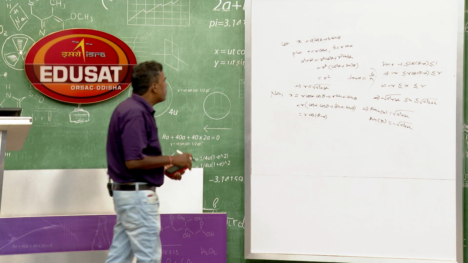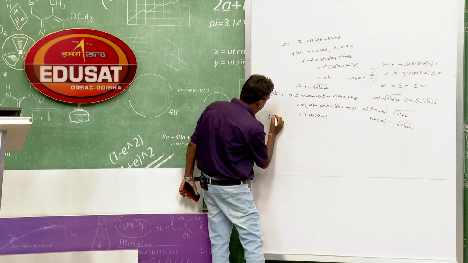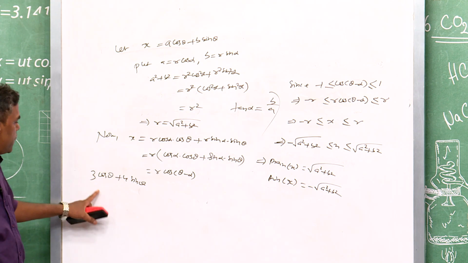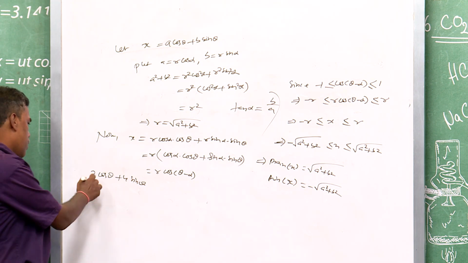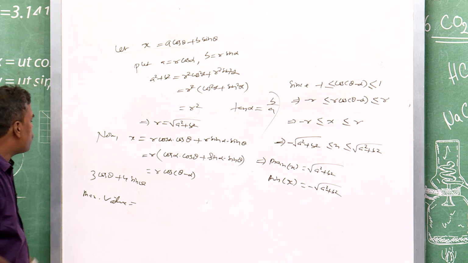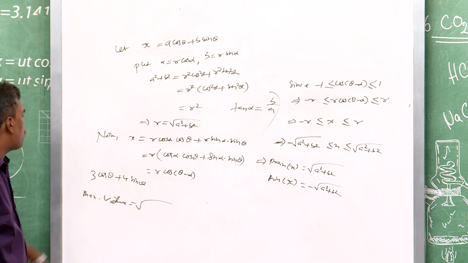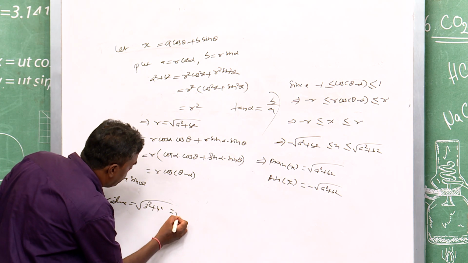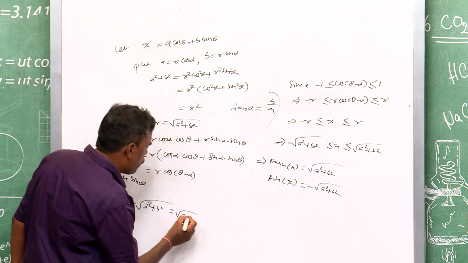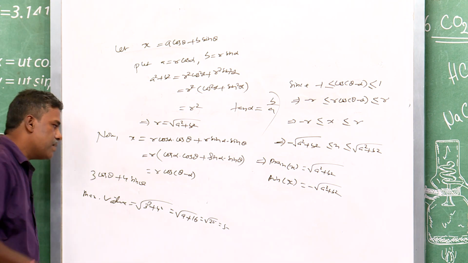So, for example, suppose 3 cos theta plus 4 sin theta. What will be the maximum value of this expression and minimum value of this? Maximum value will be equal to positive square root of a square plus b square, where a is 3 and b is 4. So, positive square root of 3 square plus 4 square, that is 9 plus 16, root over 25, which is equal to 5. That means, maximum value of this expression is equal to 5.